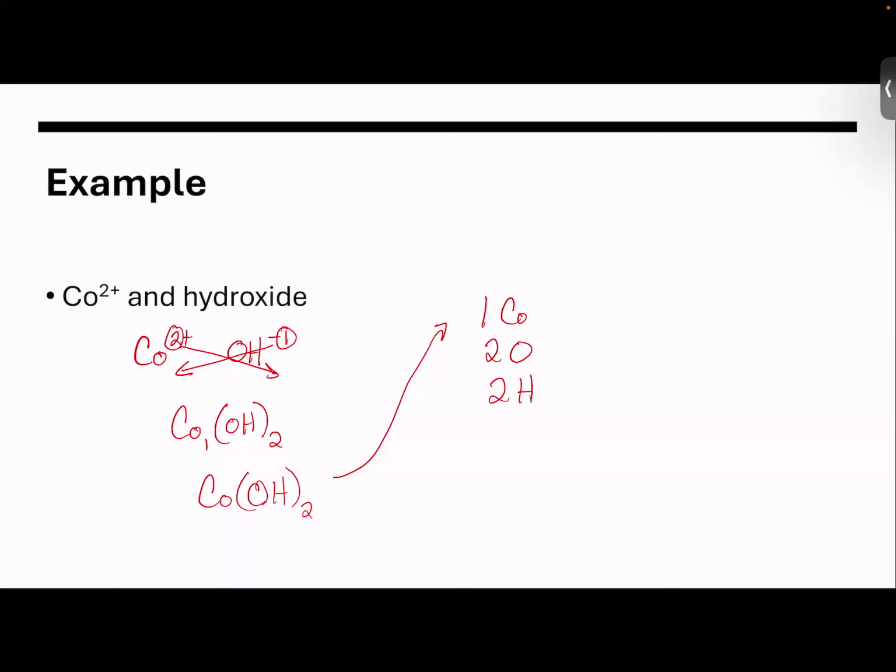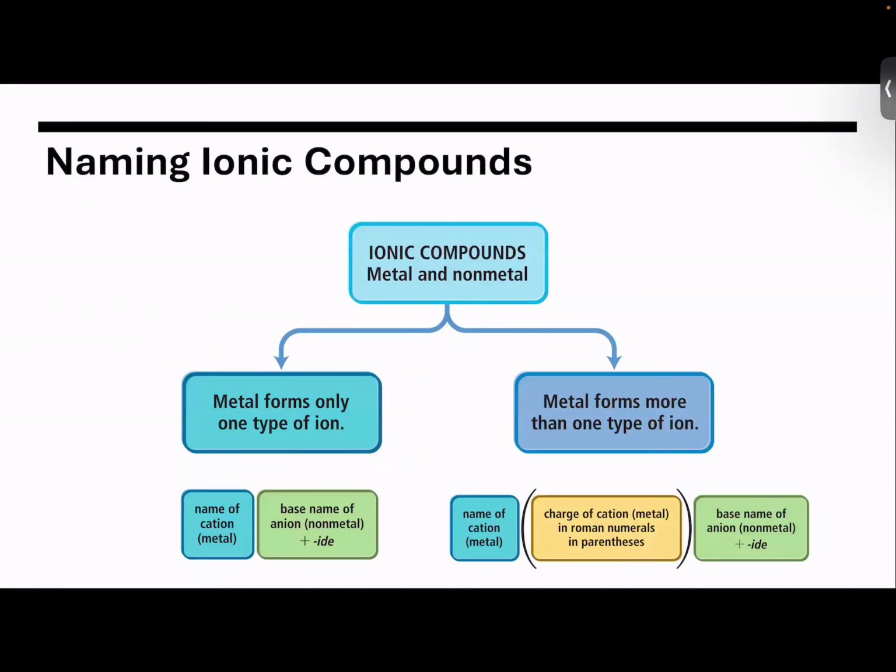Now, I am not going to give you the ions to start with. Instead, you're going to get the names of the compounds. So we need to talk about naming compounds. And this is where I finished on Thursday of last week, with this particular slide.